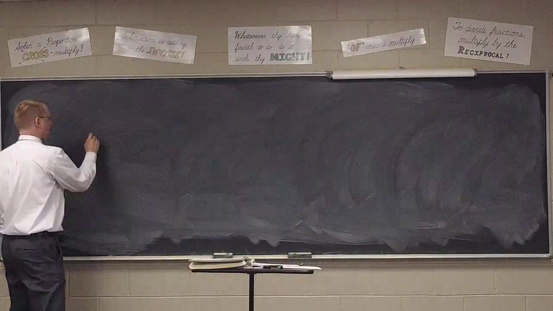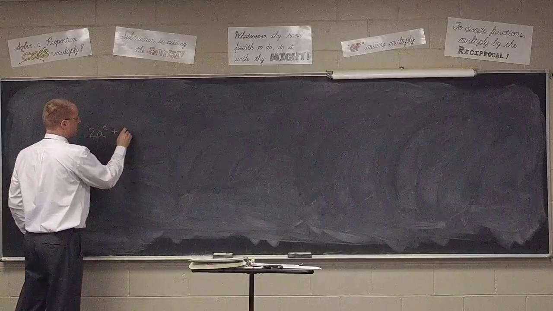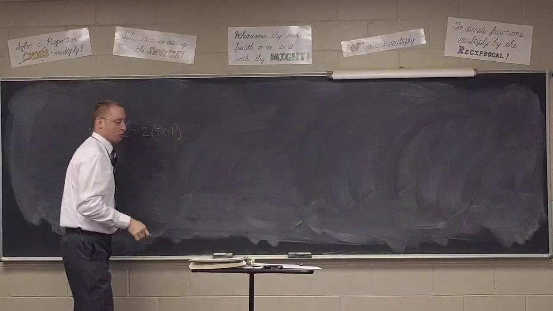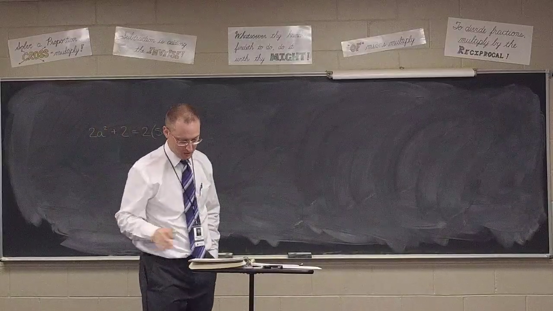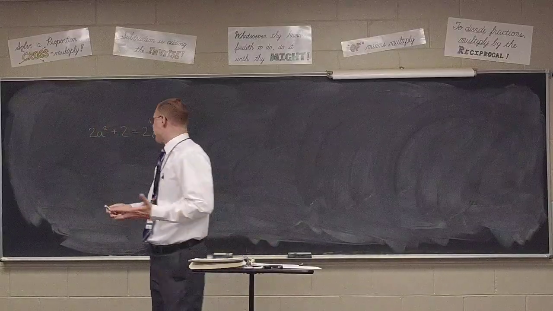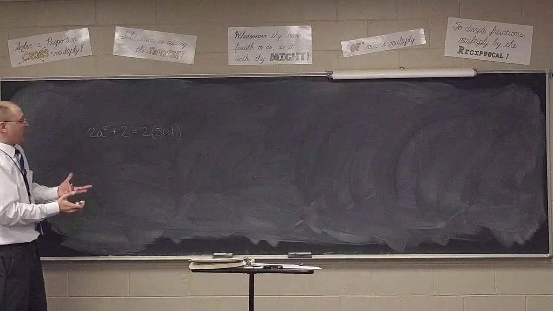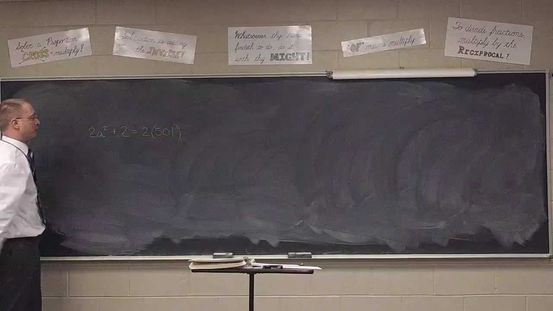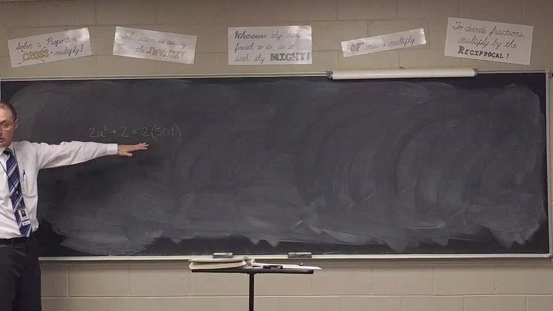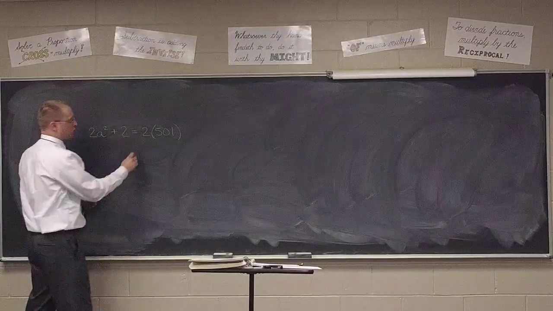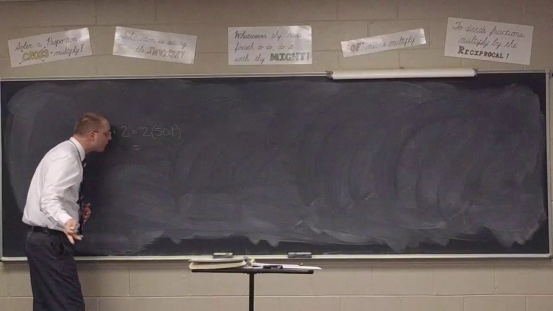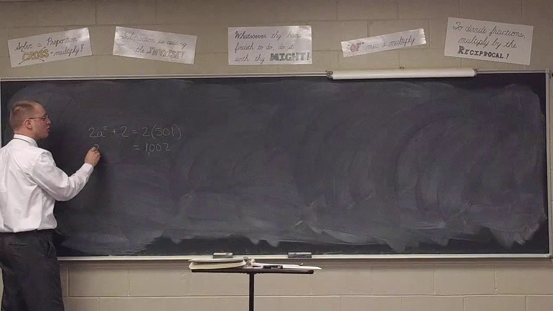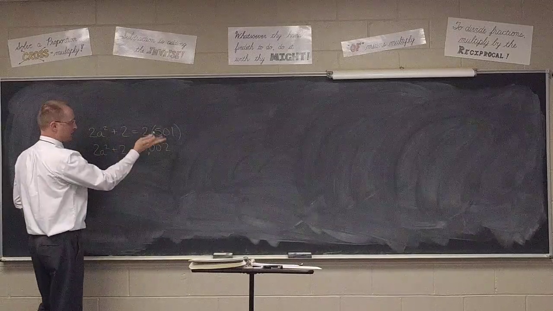Look at the example problem here. We've got 2a squared plus 2 is equal to 2 times 501. I'm not sure why they felt they had to do that to you. Well, obviously the first thing we want to do is we don't like combinations. We just like to simplify wherever we can. And 2 times 501 is easily simplifiable, right? So 2 times 501, class, 1,002. When you multiply by the 2 to get 2a squared plus 2 equals 1,002.